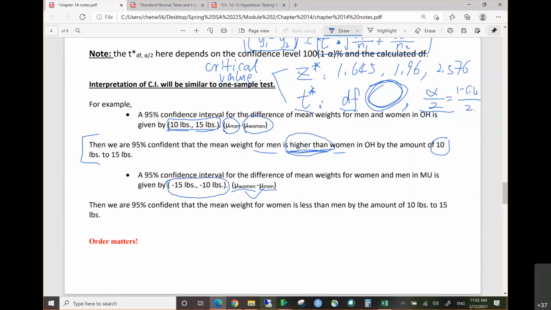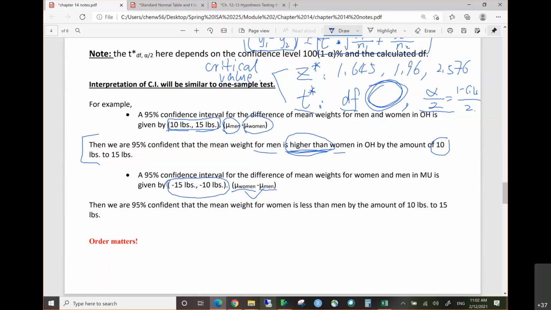Can you just show your customer and say, okay, the difference between women and men is negative 15 pounds to negative 10 pounds? Does that make sense? Of course not, right? Why would a weight be a negative pound? Then you need to be careful.